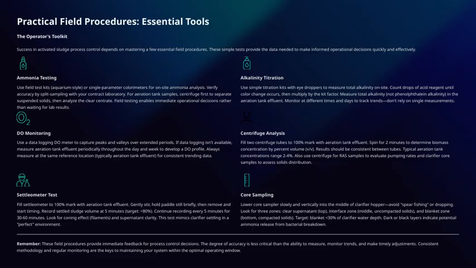In summary, these field procedures provide immediate feedback and support process control decisions. While they may not be perfectly precise, their real value lies in monitoring trends and making timely adjustments. Consistent methodology and regular checks are key to keeping your system within optimal operating parameters.